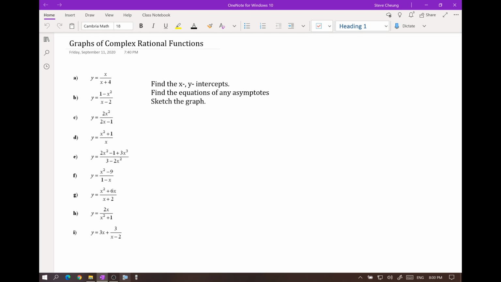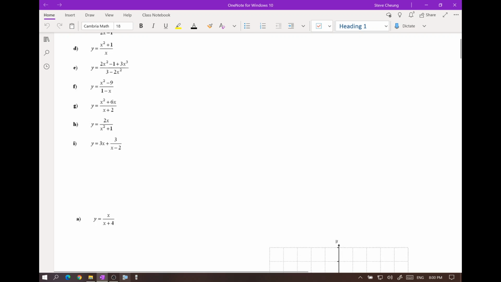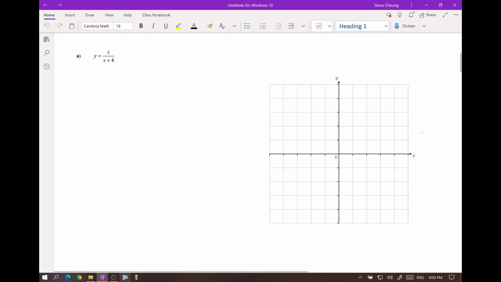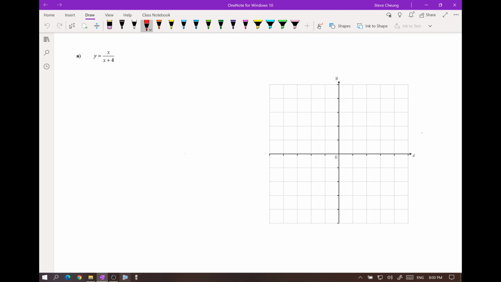Hello. In this episode, I will show you how to find the xy intercepts, the equations of asymptotes, and using these to sketch the graph of rational functions. So we can start off by finding the intercepts by letting x and y go to 0. I like to set x equal to 0 because it seems to be easier to substitute this.